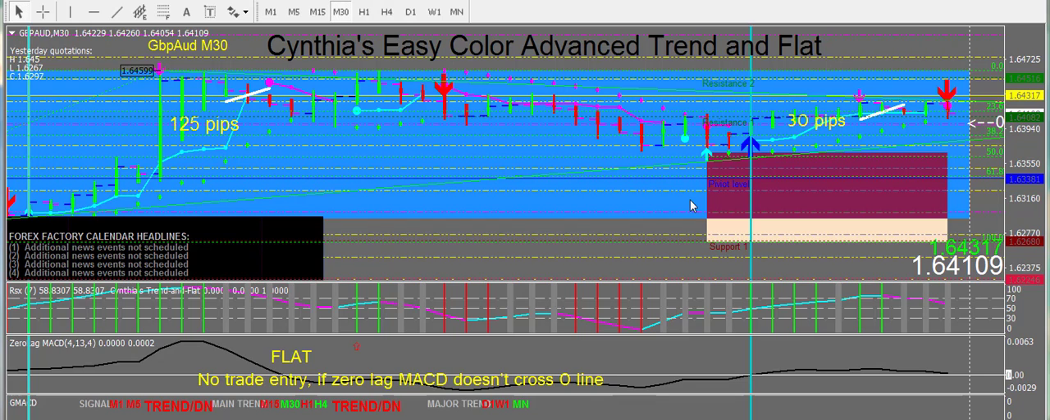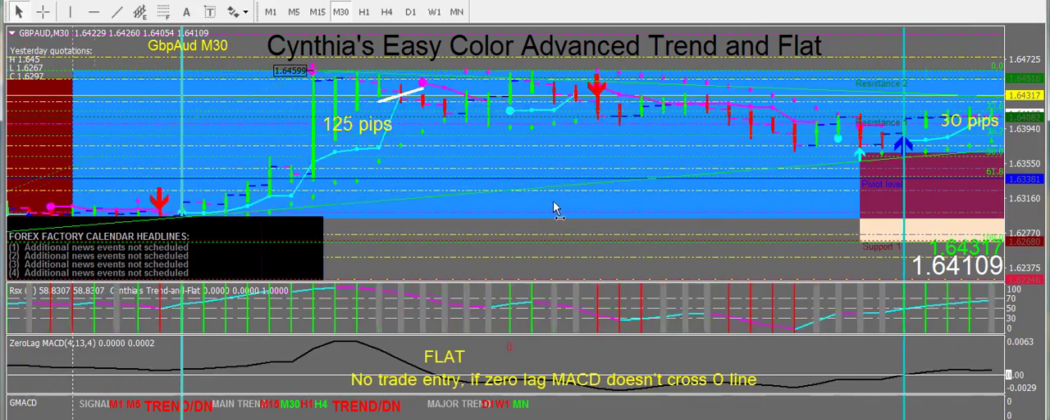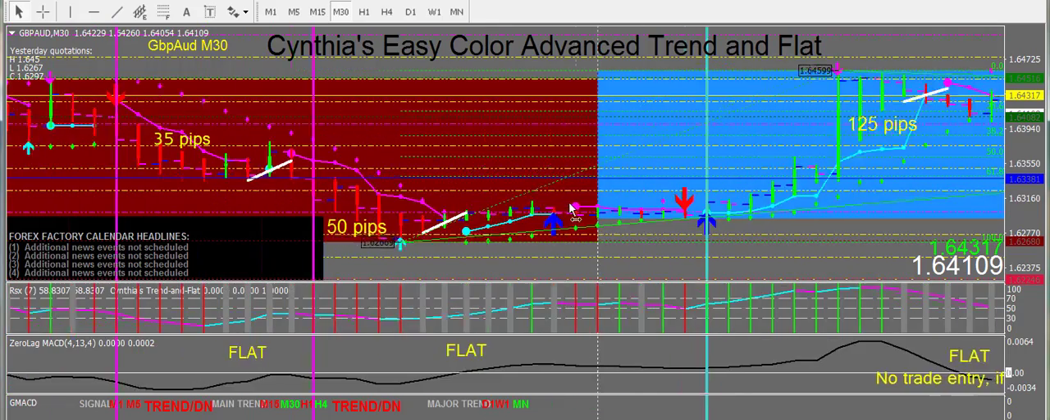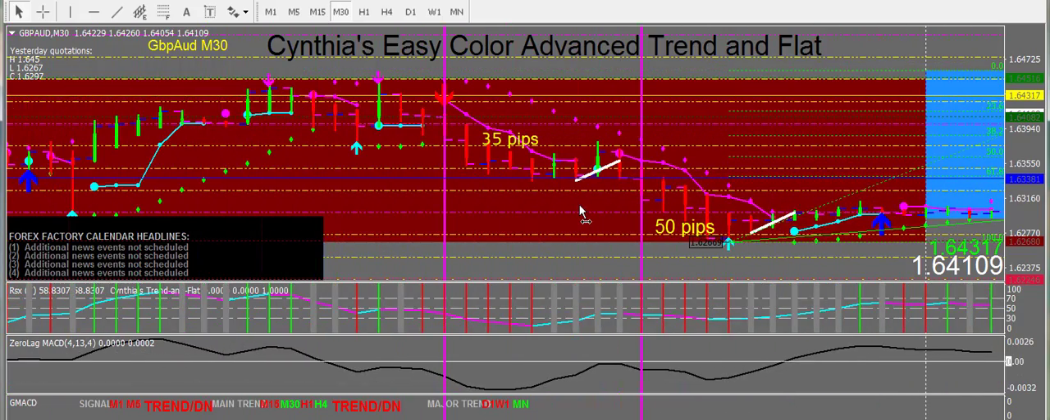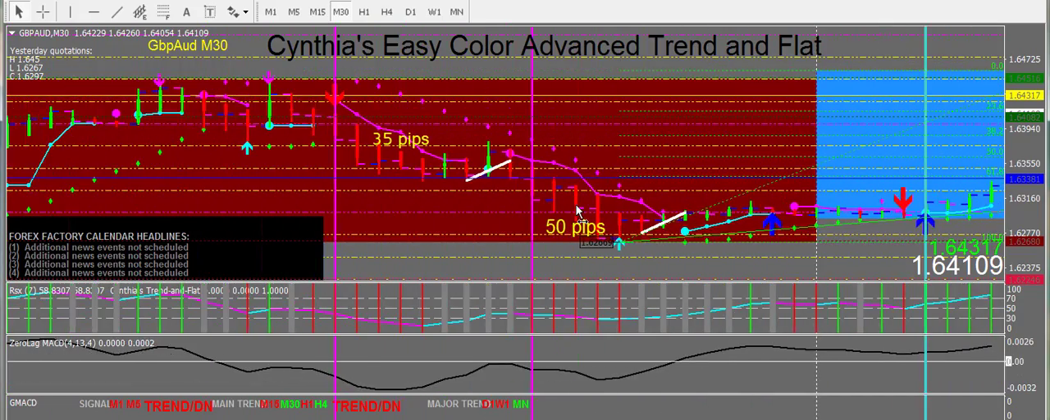So I'm going to work backwards to the beginning of the trading day, because this is the end of the trading day, and I'm going to explain what I saw going back before. This is yesterday's trading day.